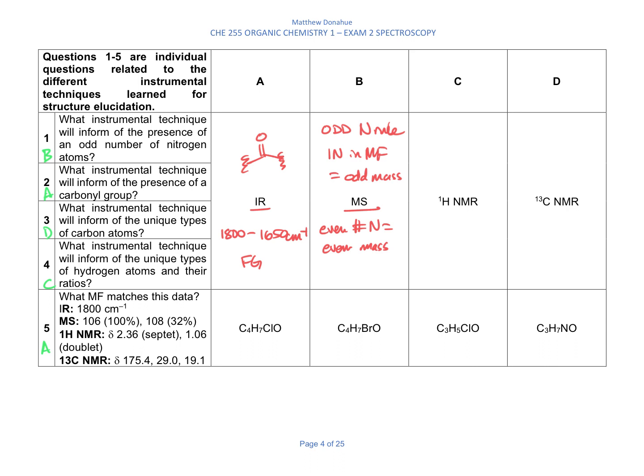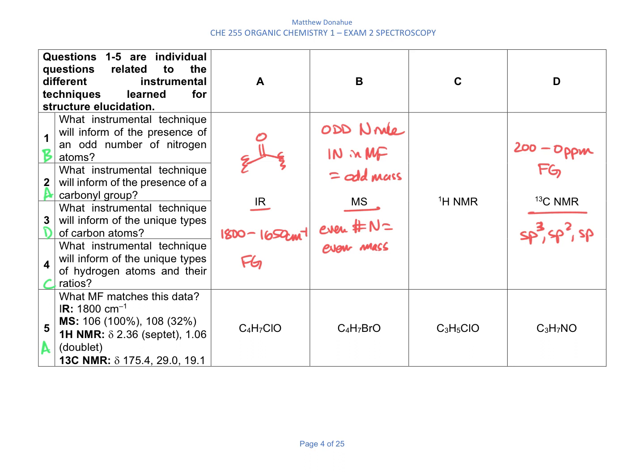What instrumental technique will inform of the unique type of carbon atoms? That's C13 NMR. And so again, that has the x-axis in parts per million from 200 to 0 ppm. That's where you'll see all the different functional groups, really separated by hybridization of the carbon, sp3, sp2, sp.